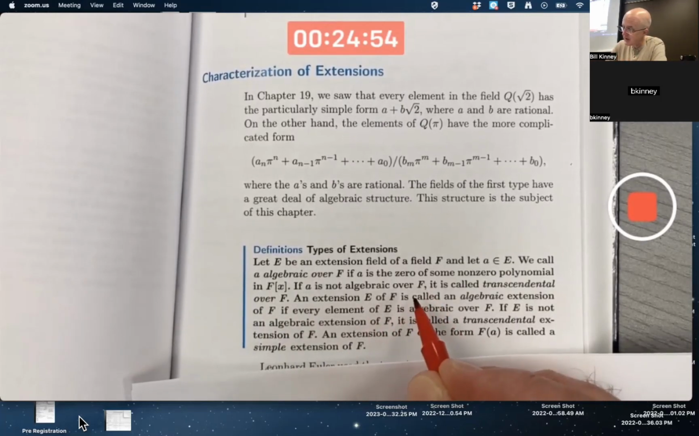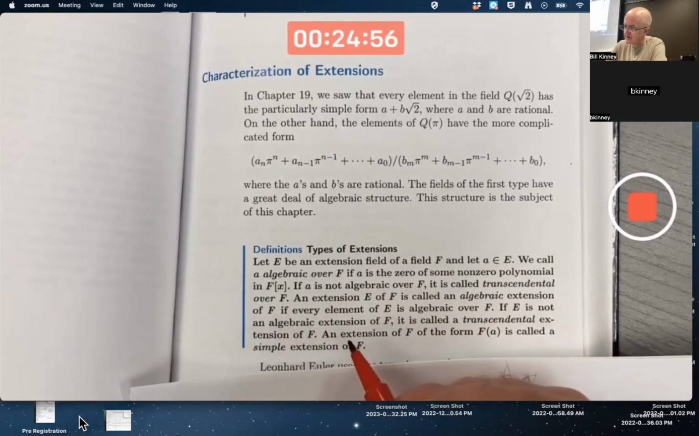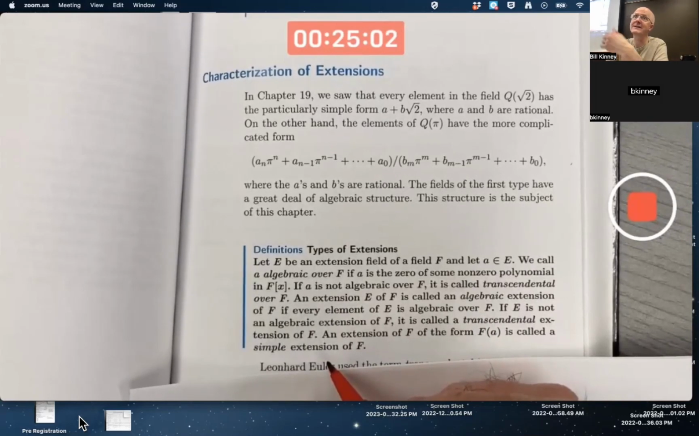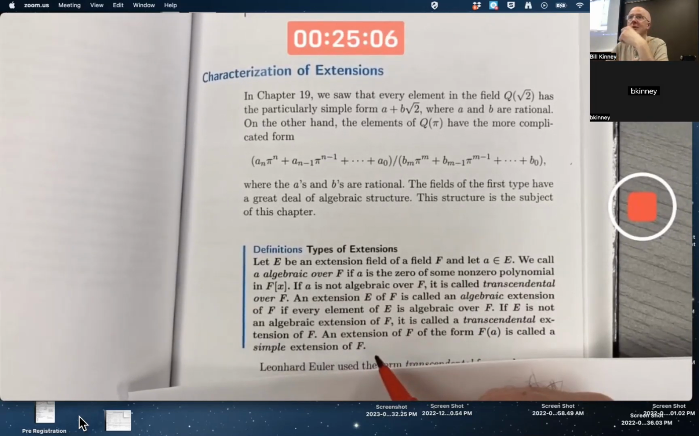If A is not algebraic over F, it's called transcendental over F. Notice the "over F" in both cases. So a number could be algebraic over one base field, but not algebraic over another one. It could be transcendental over another one. But again, if the base field is the rationals, then we sometimes use the words algebraic and transcendental without saying "over."